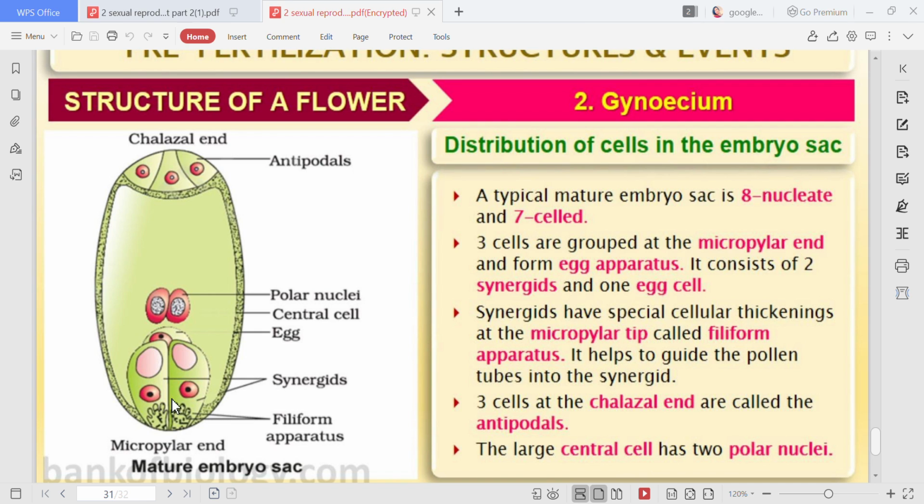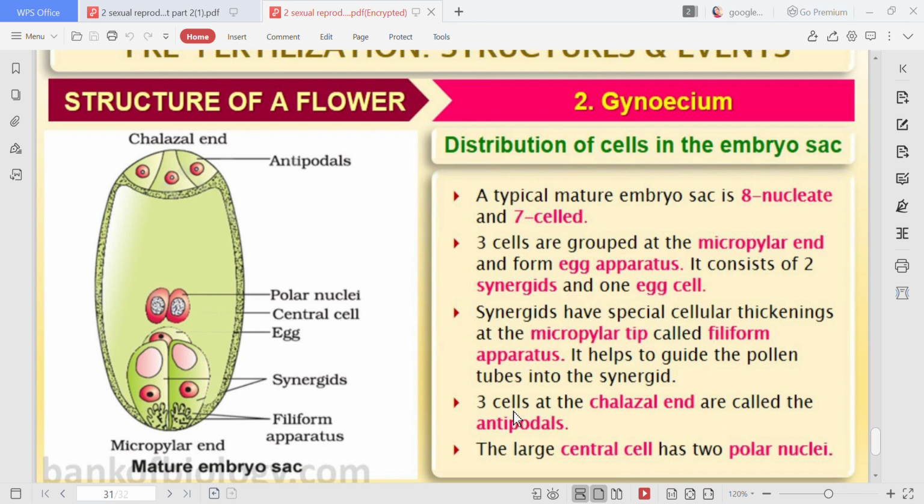You see, whenever you want to connect a long pipe to a tap, you always need a connector. That connector helps you to connect the pipe with the tap. Similarly, the filiform apparatus is a connector which helps the pollen tube to enter through this micropylar end, and it will help it to enter the egg cell. So this is what the filiform apparatus is. It helps to guide the pollen tube into the synergids.